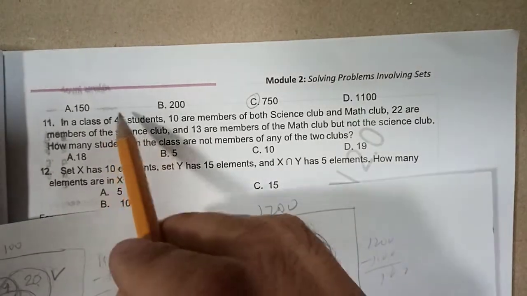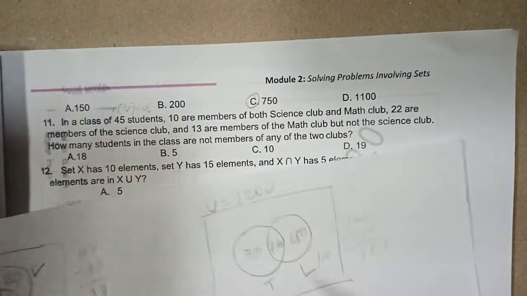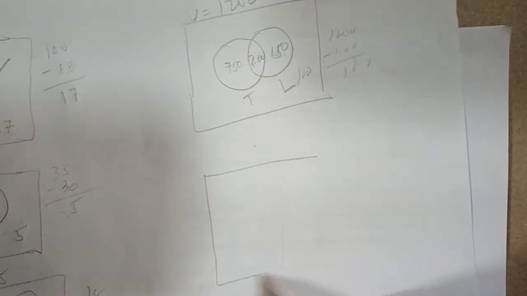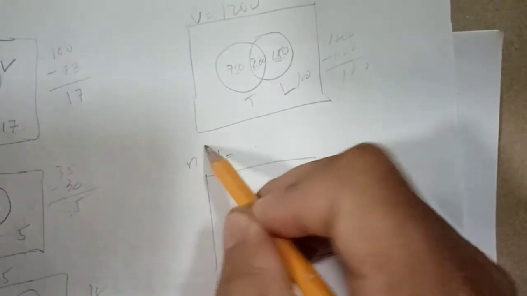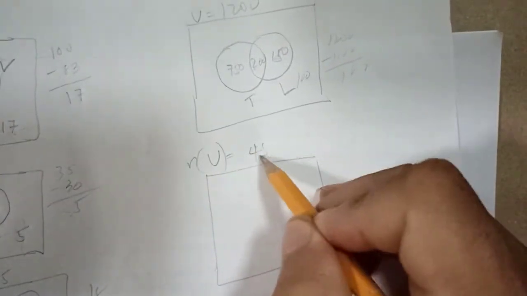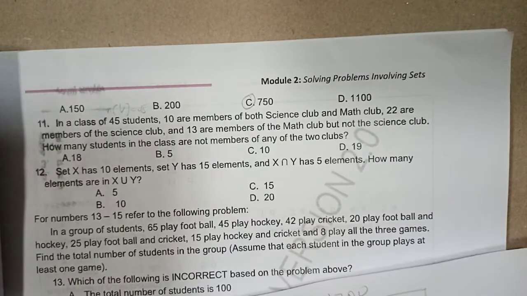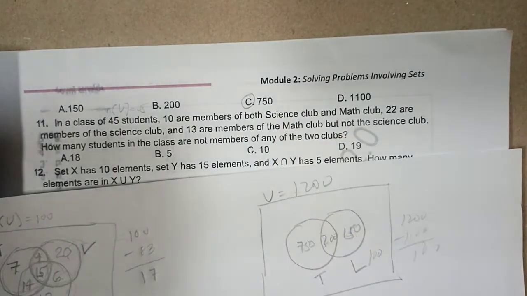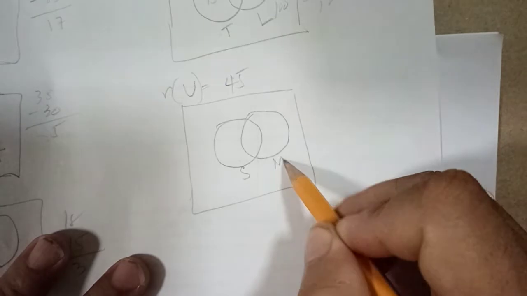So a class of 45 students, this is the cardinality of the universal set. This is 45. So here, still we will draw two circles. Our universal set cardinality is 45, and there are two circles to be drawn, because there are two clubs, science and math. So this is science, and this is math.